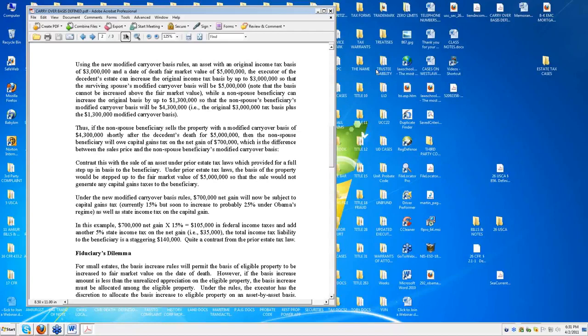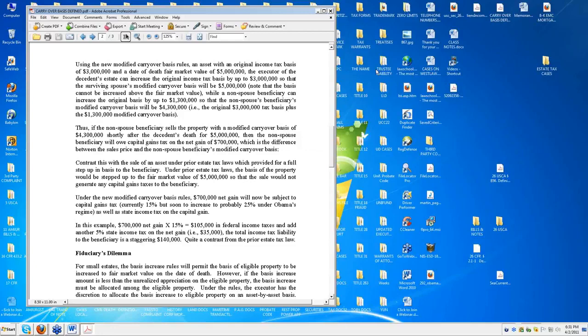Contrast this with the sale of an asset under prior estate tax laws, which provide for a full step-up in basis to the beneficiary. Under prior estate tax laws, the basis of the property would be stepped up to a fair market value of $5 million, so that the sale would not generate any capital gains taxes to the beneficiary.